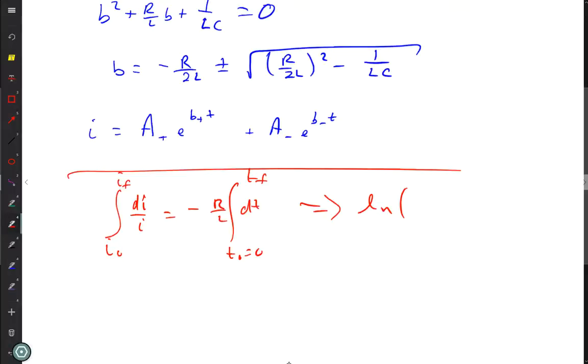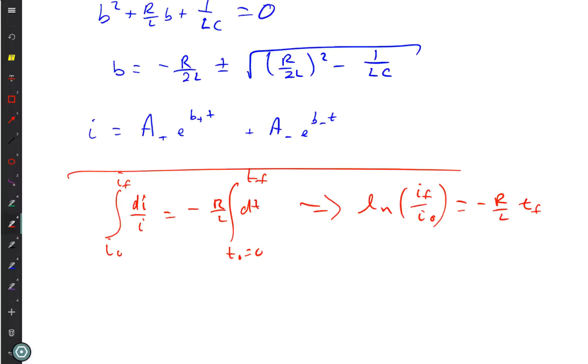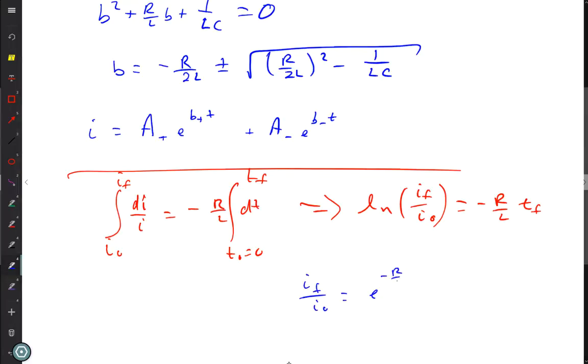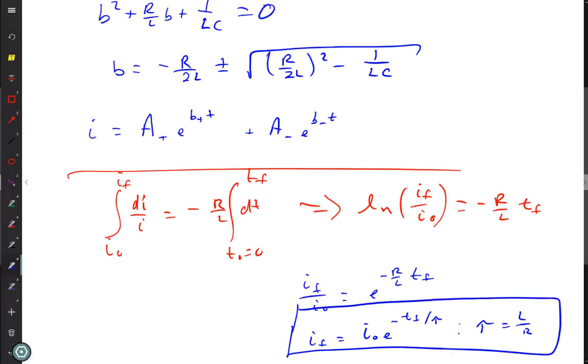So that gives me natural log of I final over I initial equals minus R over L T final. And so get rid of the natural log by using the exponential, the inverse function, and I will have I final over I initial is equal to E raised to the minus R over L T final. So I final is equal to I initial, E to the minus T final over tau, where tau is equal to L over R. And that's what I would get for my solution there.